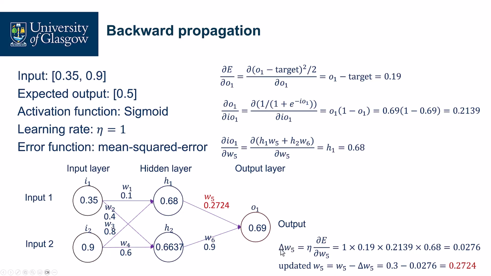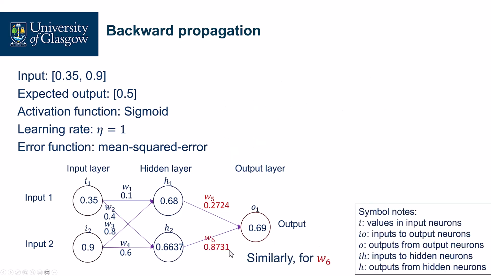Then we can put a minus sign here to go to the opposite direction. We can get this one. So this is the updated W5. So the previous one minus delta W5, we get this. This is the new W5. So similarly, we can update W6.